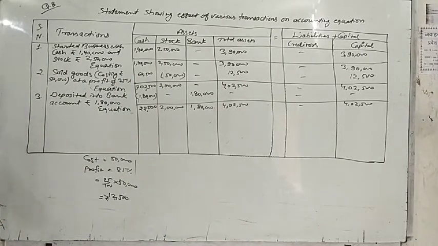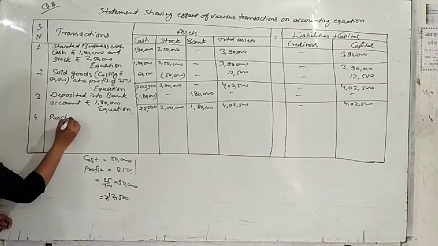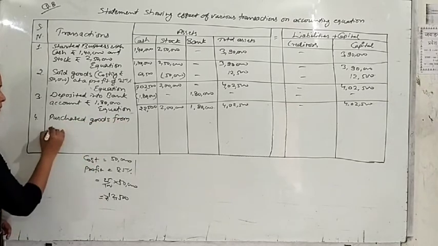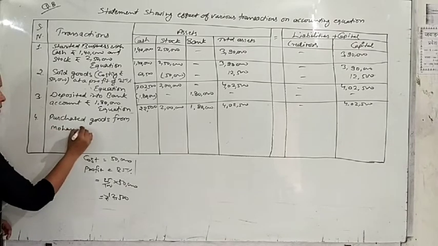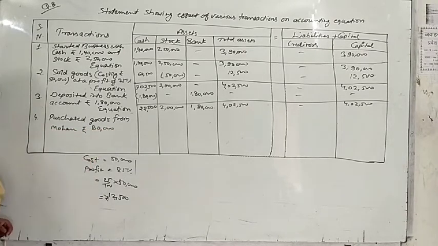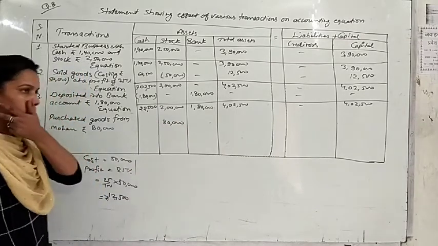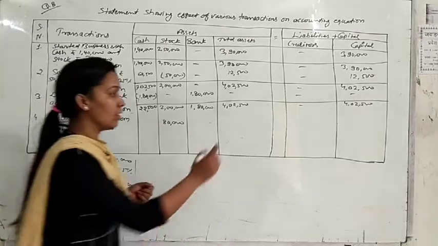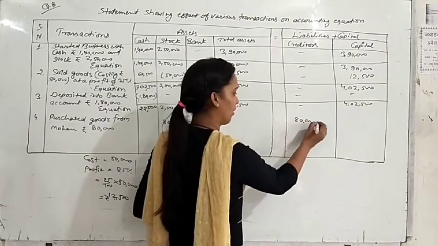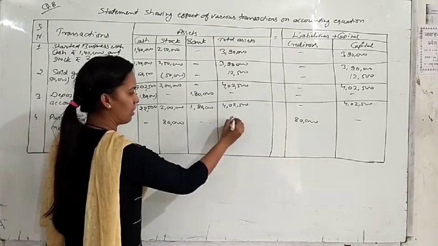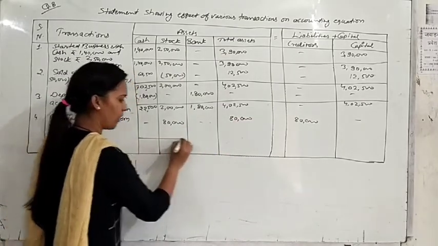Next point: purchased goods from Mohan, rupees 80,000. This is the last transaction. 80,000 is the amount of stock and you are purchasing goods from Mohan. Mohan is your creditor, so it will increase the amount of creditors. No effect on capital. Here total assets will increase by 80,000 because you have purchased goods.